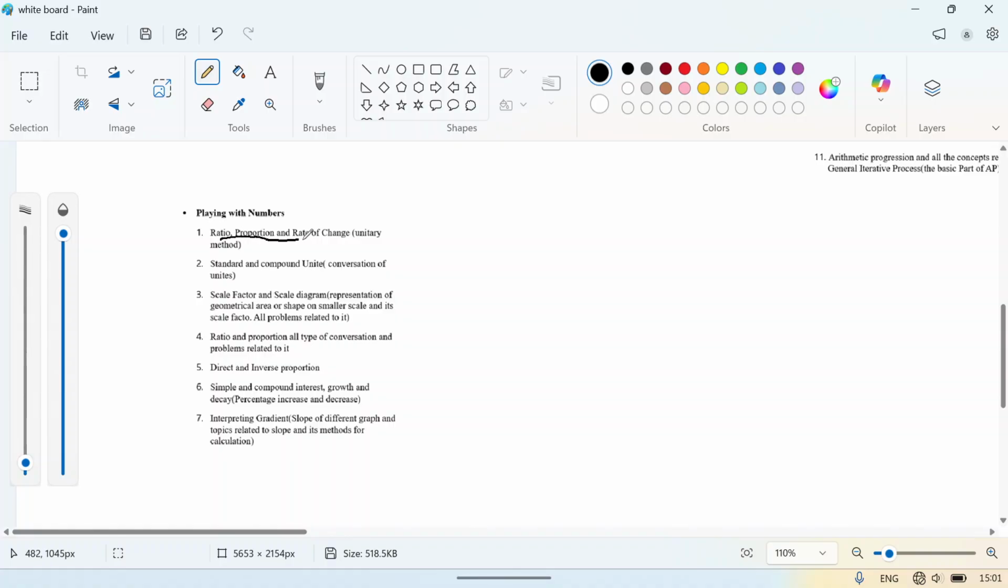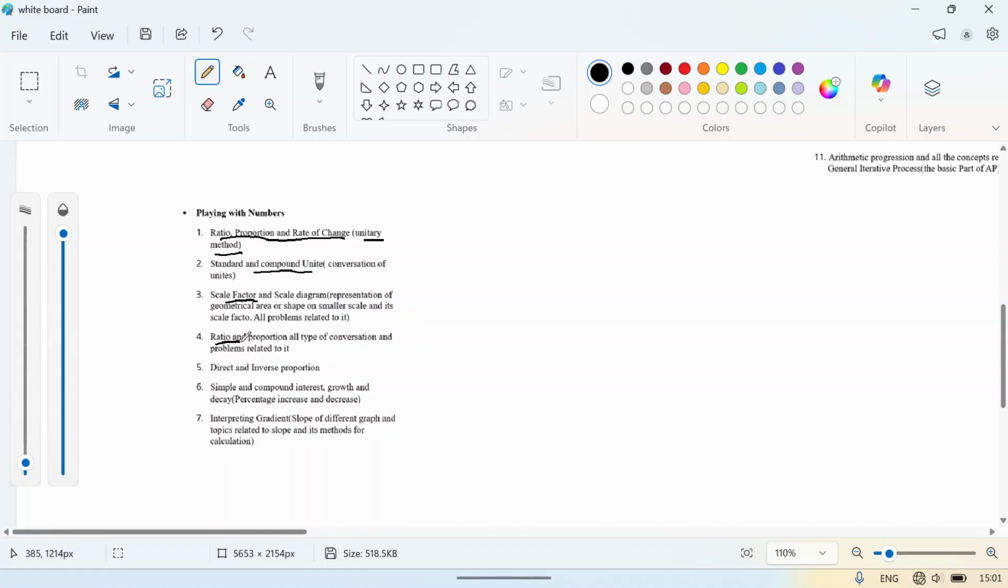So ratio, proportion, and rate of change, and the unitary method: how to use ratio and proportion or rate of change to solve practical problems. In the first topic, we are going to learn and solve some problems based on that. Then standard and compound units, conversion of units. In topic number 3, we are going to learn scale factor and scale diagrams of geometric areas and shapes.